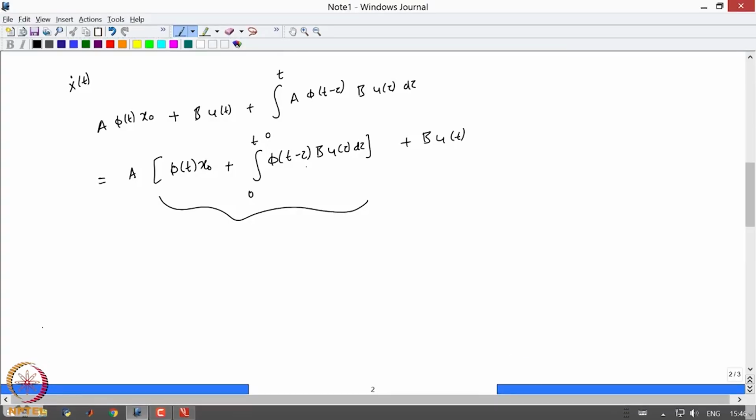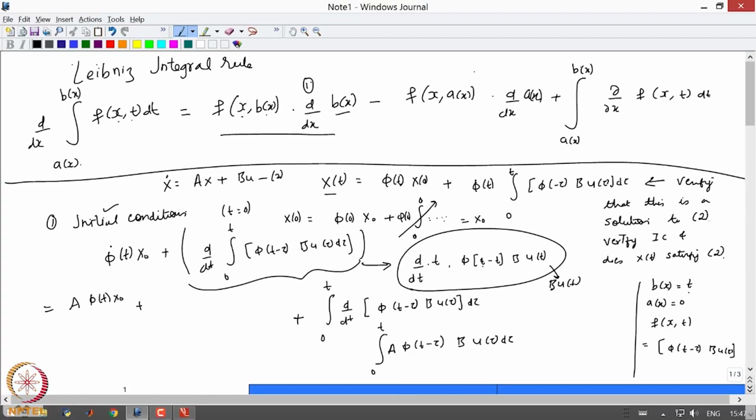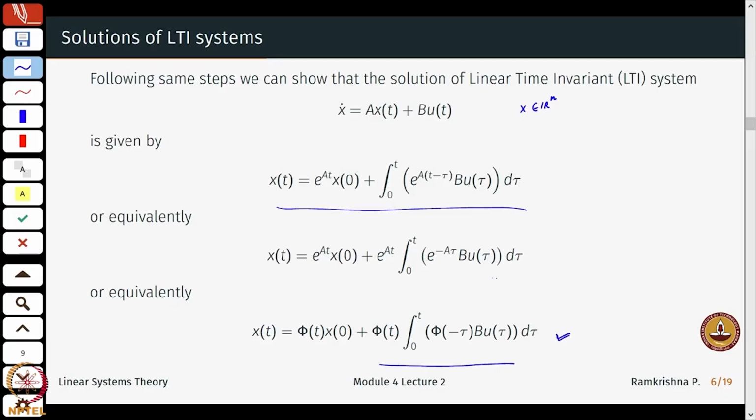Okay. And therefore, I verify two conditions here: my solution satisfies the initial condition, and it also satisfies the differential equation labeled as 2. Therefore, this expression is a solution to x dot equal to A x plus B u. Again, I use the notation phi because it will be easier when I use the same notation for linear time varying systems. As a little exercise, you can do the same proof, verifying the initial conditions and the differential equation, for a specific type of state transition matrix, that is e power A t, which is valid for LTI systems.